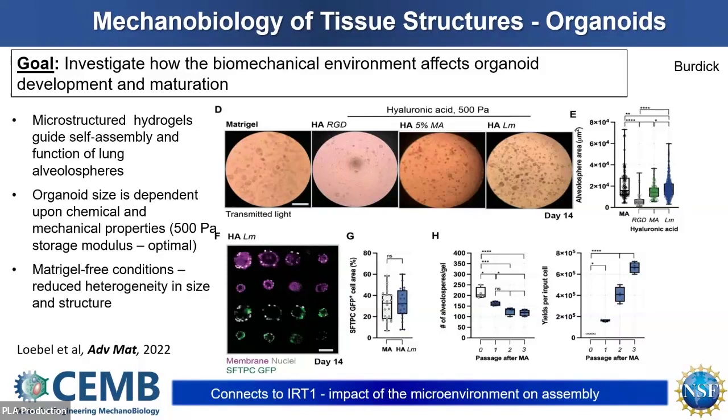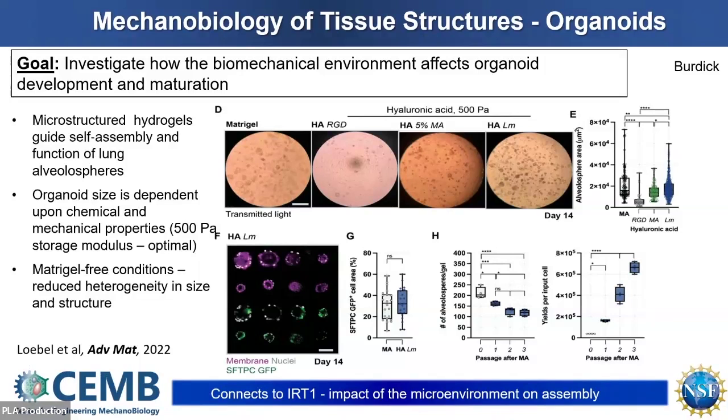And so trying to move away from Matrigel systems is important, and this is some of Burdick's work. He's developing improved materials like hyaluronic acid with very well-defined ligands, laminin in this case, and also mechanical properties. So there was an optimal storage modulus that was able to get a more homogeneous organoid in this case. So a fair amount of work has been done there.